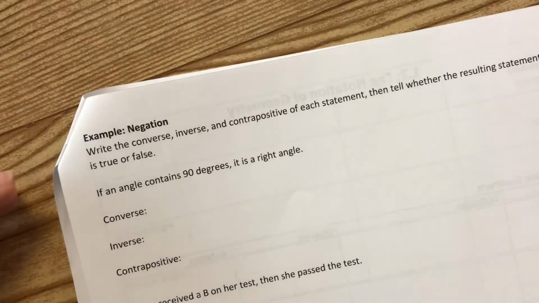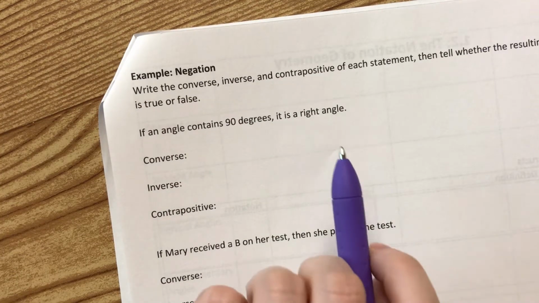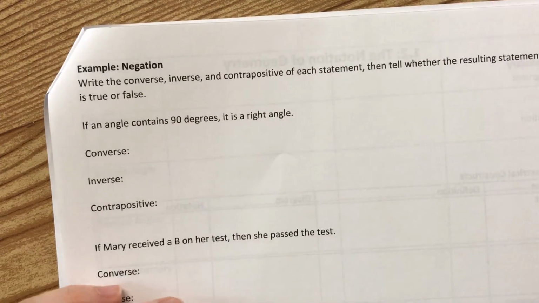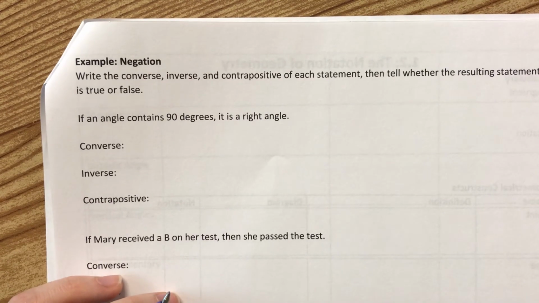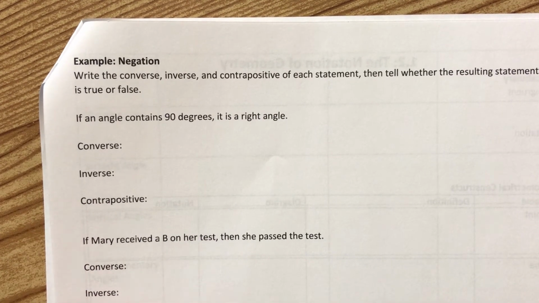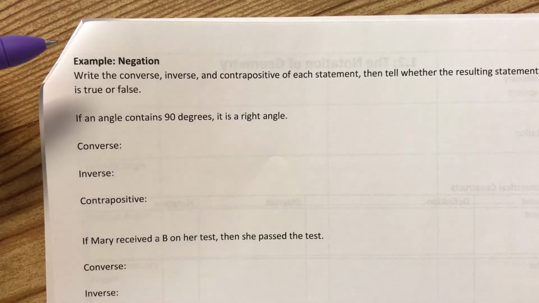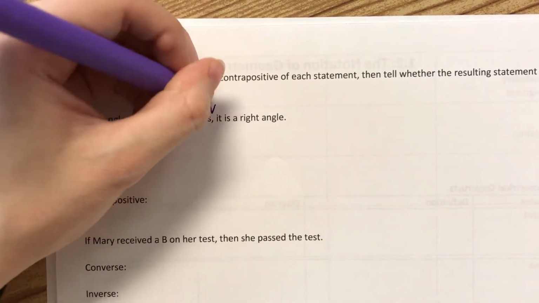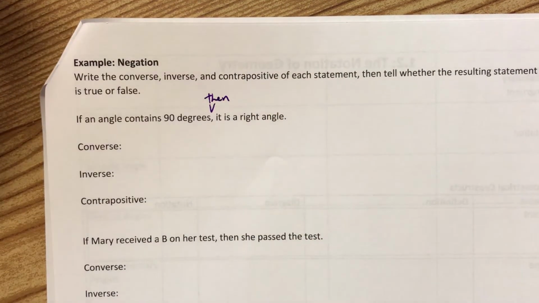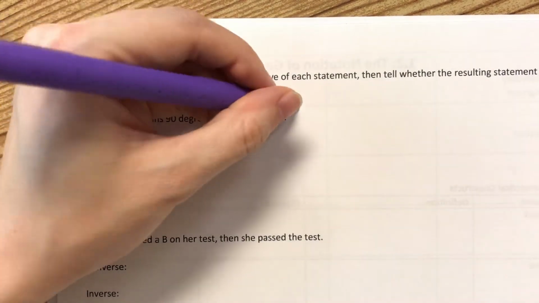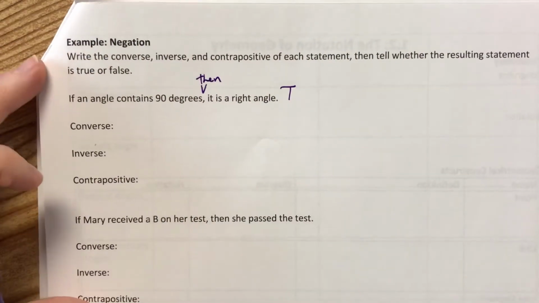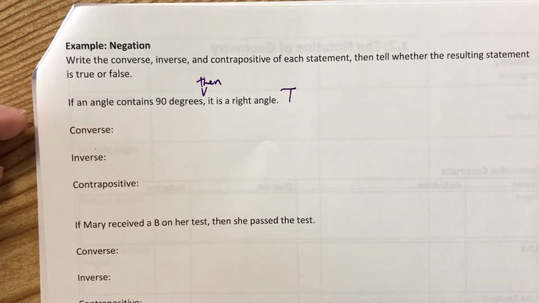So coming over here, we have write the converse, inverse, and contrapositive of each statement, then tell whether the resulting statement is true or false. So we're going to talk about the truth values of these statements. Are all of the negations of these statements true or are they false? Are they not going to be true for you? So the first one, if an angle contains 90 degrees, it is a right angle. We could write then it is a right angle if we wanted to, but we don't need the word then. But we're going to assume this is true. We have to start with a true statement or else all of our negations don't mean anything.